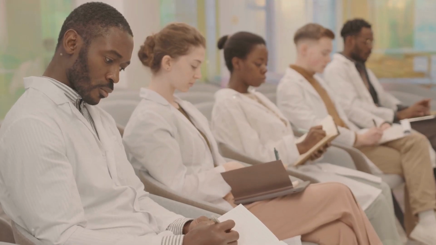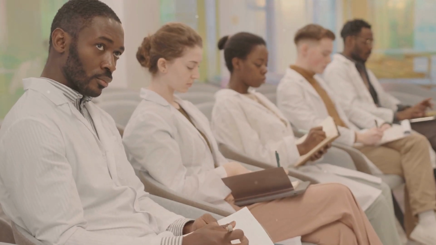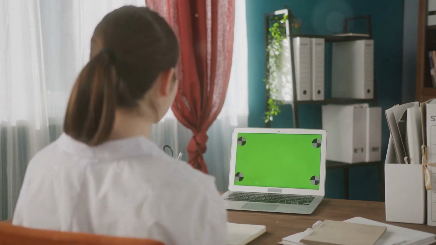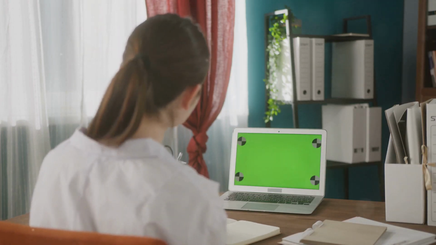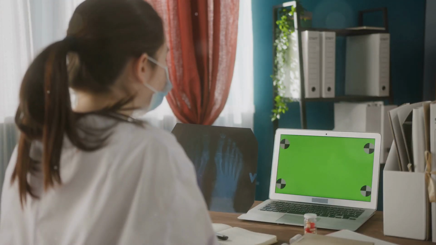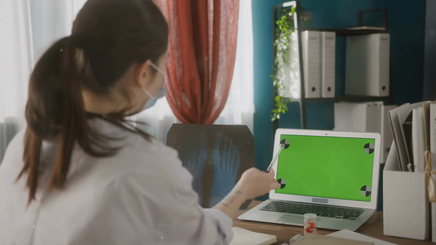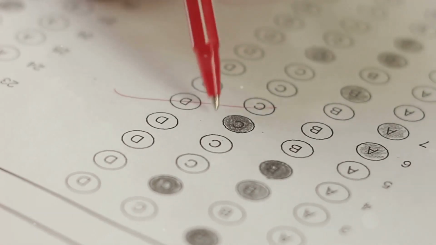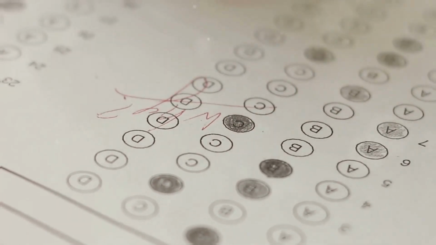Before we dive into the example questions, let's take a moment to understand the structure of Step 2. The exam is divided into two parts: clinical knowledge, CK, and clinical skills, CS. The clinical knowledge component assesses your ability to apply medical knowledge and understanding of clinical science essential for patient care. The clinical skills component evaluates your ability to gather information from patients and perform physical examinations. This video will primarily focus on the clinical knowledge part of the exam.